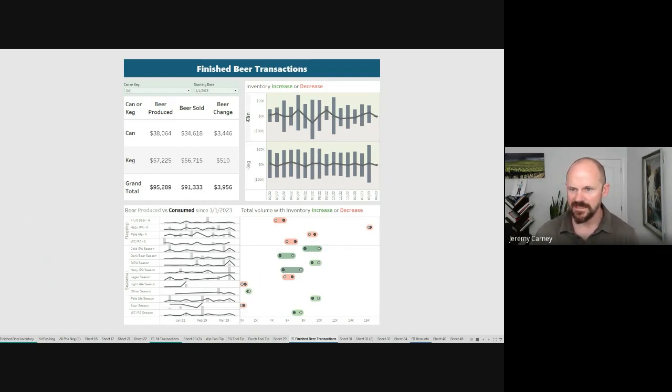So that would be the cans. And then down here, we're looking at kegs. In this case, kegs are a little bit flatter throughout the year as compared to cans. Okay, so let's go down a little bit further.